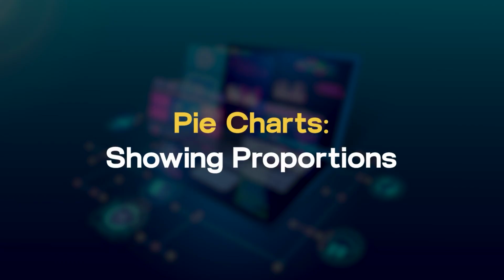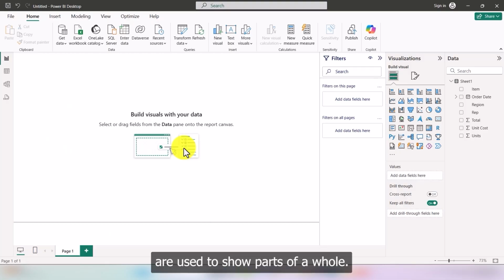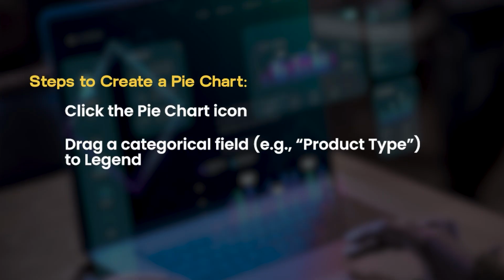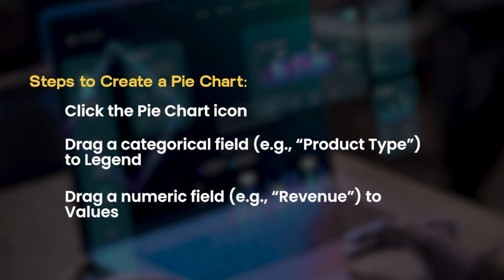Pie charts, showing proportions. Pie charts are used to show parts of a whole. Think of market share, budget distribution, or percentage breakdowns. Steps to create a pie chart. Click the pie chart icon. Drag a categorical field, for example product type, to legend. Drag a numerical field, for example revenue, to values.